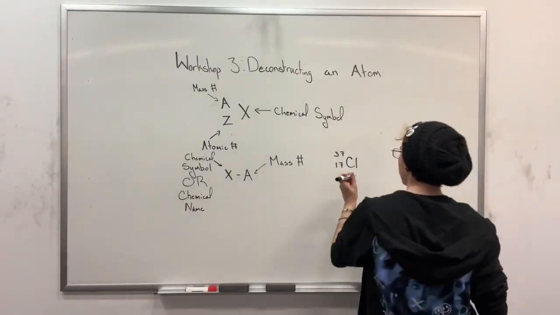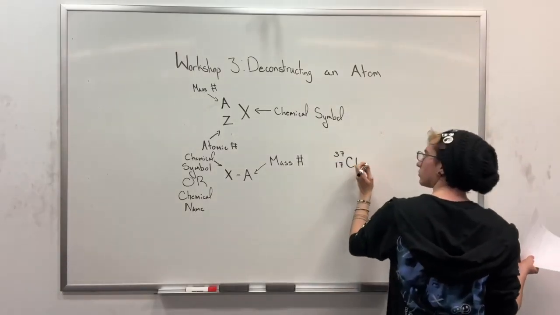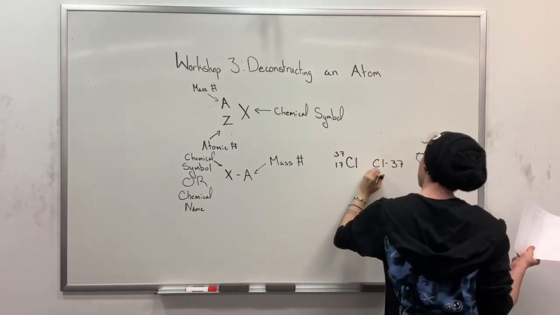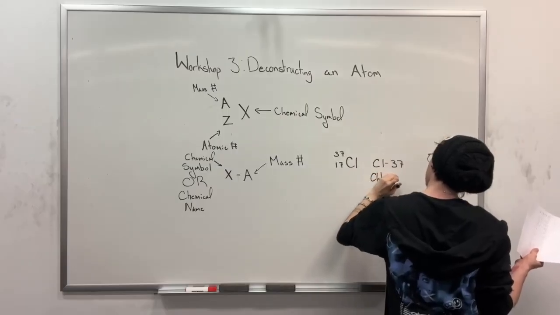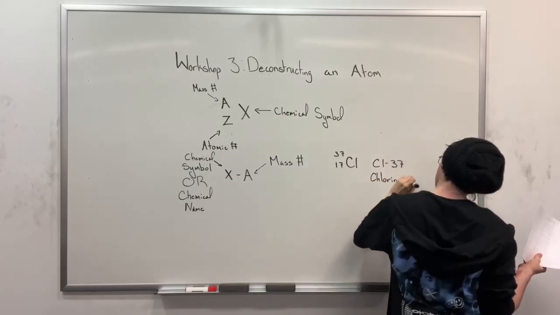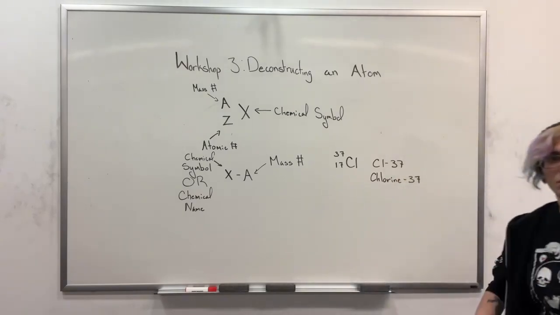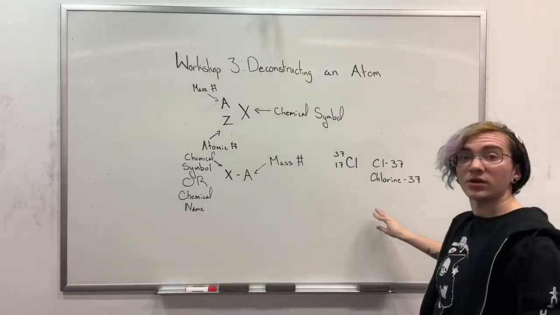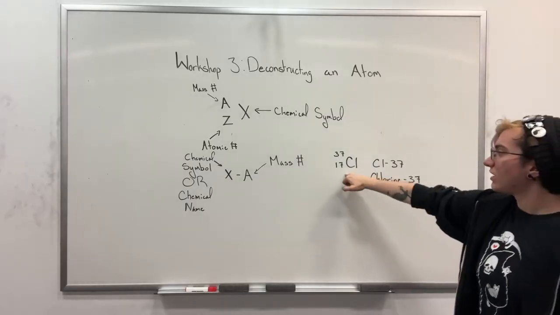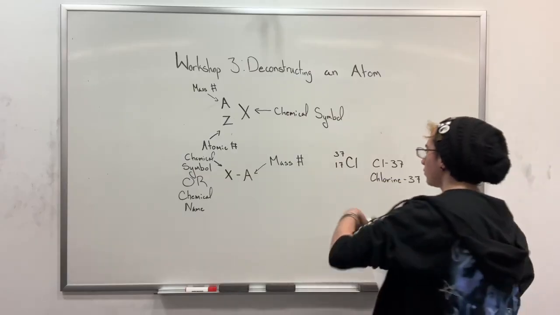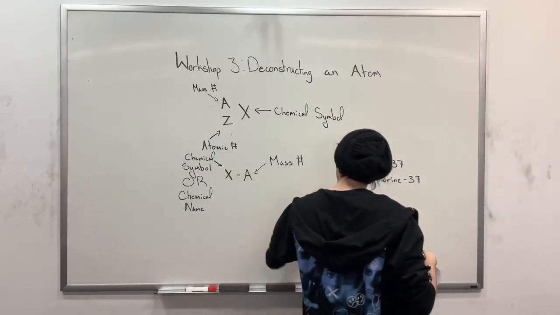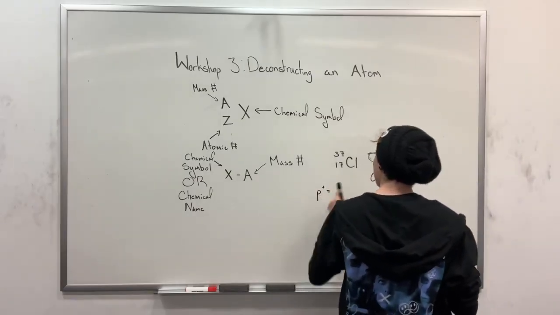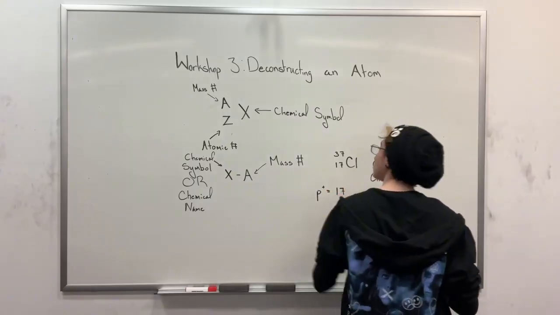Or to use the other notation that we have, it would also be correct to say Cl-37 or even chlorine-37. And from all these notations, we can figure out the number of subatomic particles that we have. If the atomic number is the number of protons, then we know, I'm just going to abbreviate protons as P with a little plus sign in the corner, the number of protons then has to be 17.